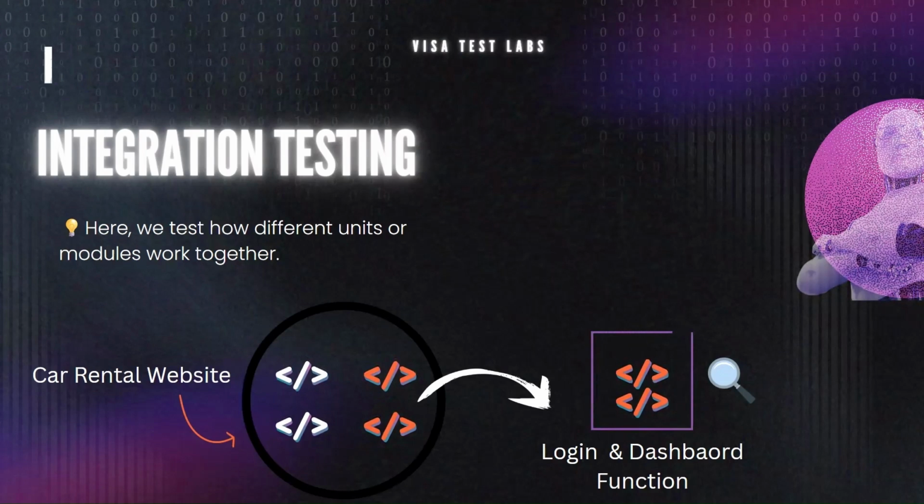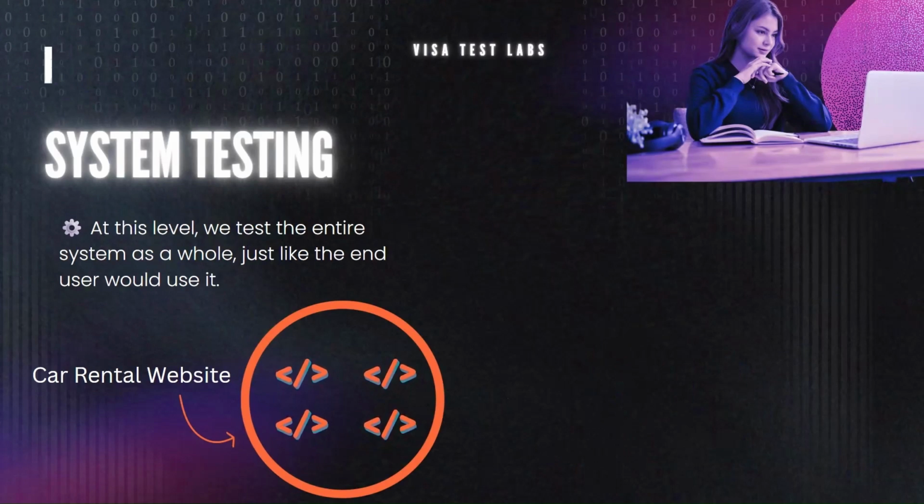So now we have completed two levels of testing and we are going to move on to the third level. The word system testing itself is going to give you an idea, because we have tested units, and we have tested those units integratedly. Then what is the remaining part in testing? The entire system. When you see the definition, at this level, we test the entire system as a whole. So we are going to test the entire car rental website in one shot.